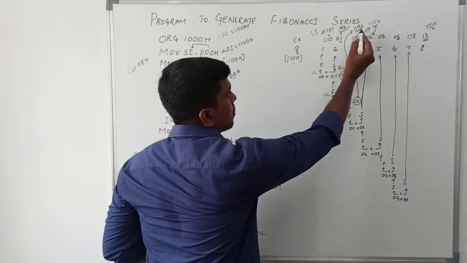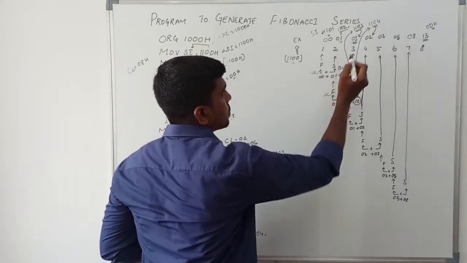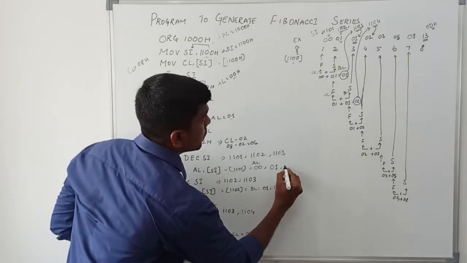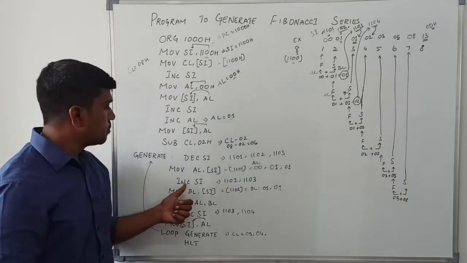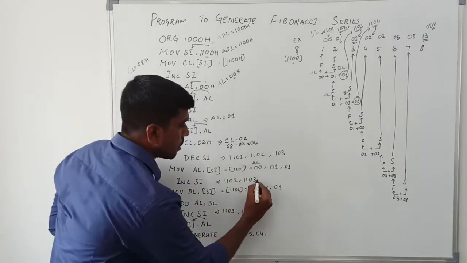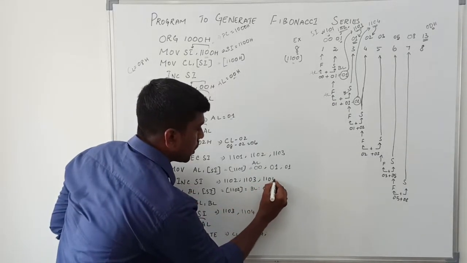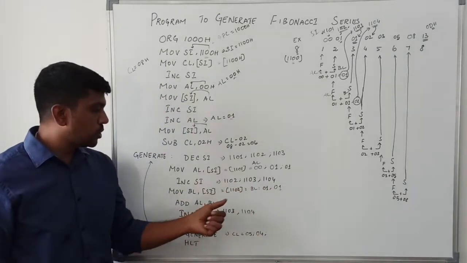So the SI value is 1103. Here the data is 01, and this 01 is transferred to the AL register. Then increment SI, so the SI value is incremented by 1. After incrementing, the value is 1104.